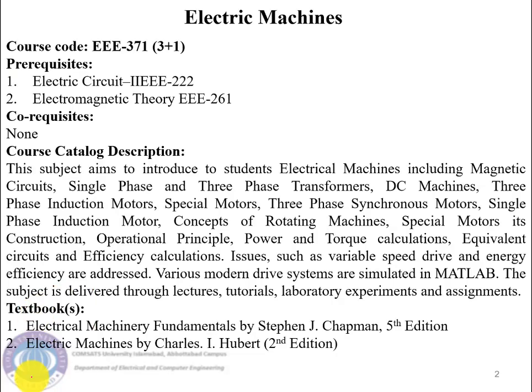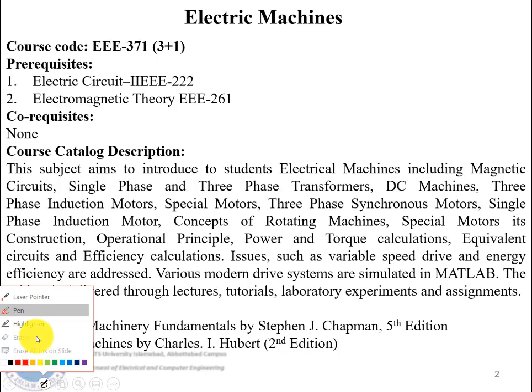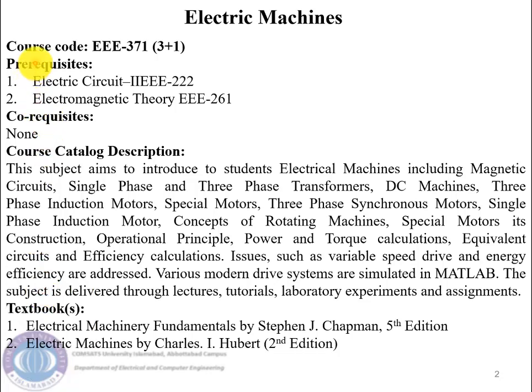So before going to the details of the subject, let's look at the prerequisites that I hope you have studied and you have basic knowledge of these subjects. So these are Electric Circuits 2 and Electromagnetic Theory. The basics will be required from you, so you should have an understanding of these subjects. There are no co-requisites, meaning you don't have to study another subject along with this subject to understand it.